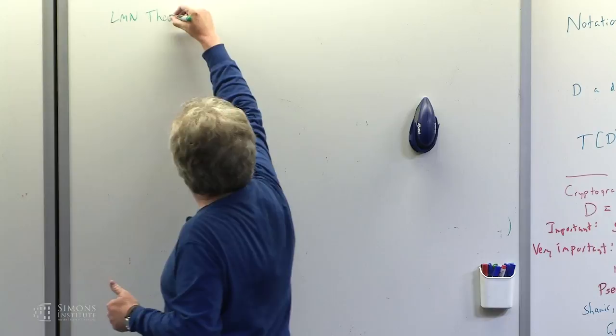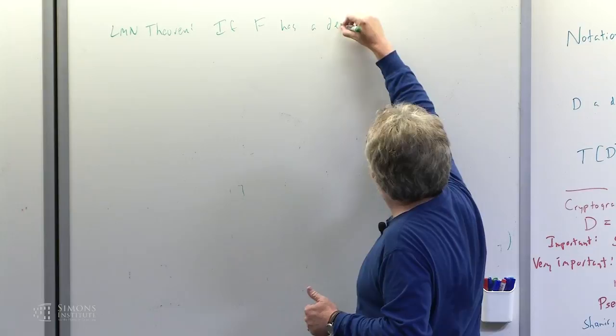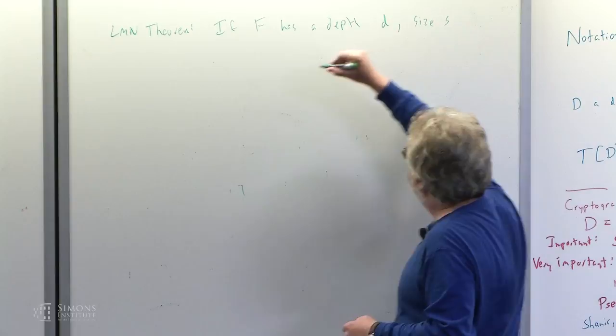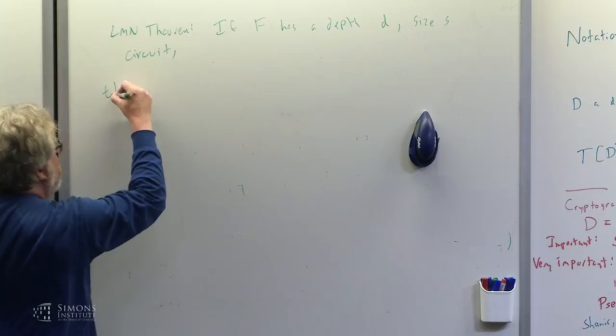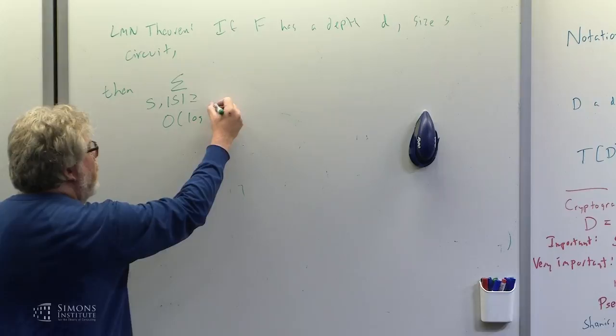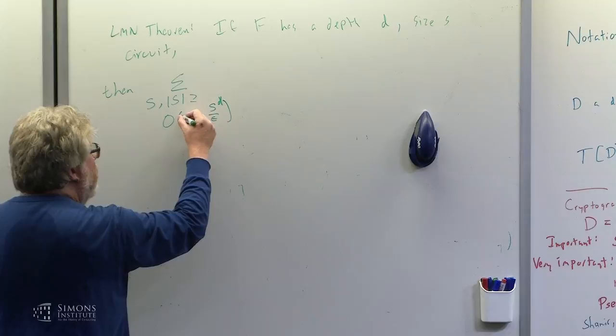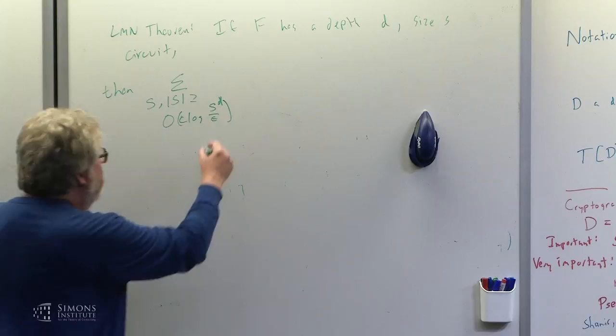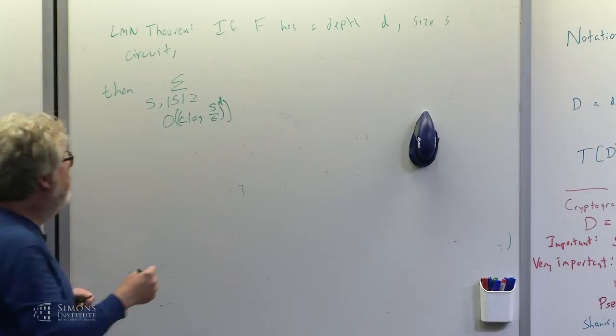The LMN theorem says that if f has a depth D, size S circuit, then the sum of all alpha of S squared, over sets S where the size of S is greater than order log S over epsilon to the D, and there's some constant here, so the constant also gets raised to the D, is at most epsilon.